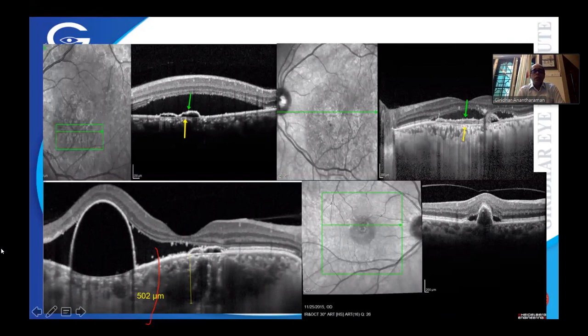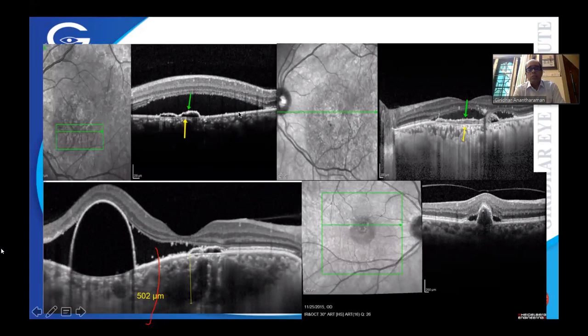Now, you look at four pictures here, four pictures of four patients. Can you tell me which are the ones that are central serous chorioretinopathy and which are not? Now, is this CSCR? Now, this is a case of CSCR.